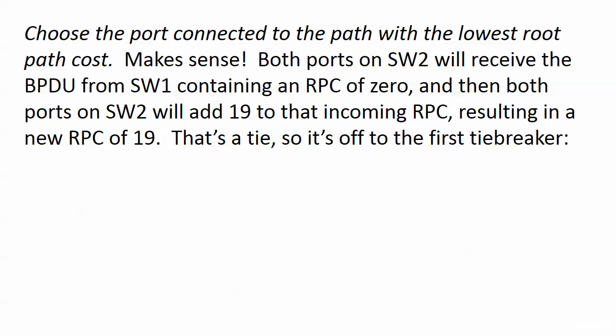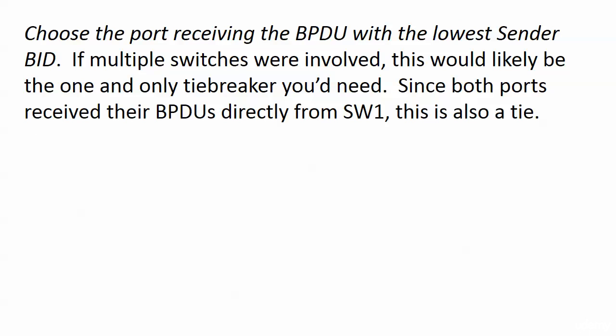And then on the ports on switch 2, the switch would add 19 to each one because we have Fast Ethernet ports, as we saw in the last lab. So we have a new RPC of 19. So that, my friends, is a tie. So we go off to the first tiebreaker, really. Choose the port receiving the BPDU with the lowest sender BID. Well, thing is, again, if we had multiple switches involved, then this would be the only tiebreaker we need. If the first criteria didn't do it, this one definitely would. Thing is, since they're both connected to switch 1 and both ports are getting BPDUs directly from switch 1, this is a tie because, of course, the sender BID is going to be the exact same value.